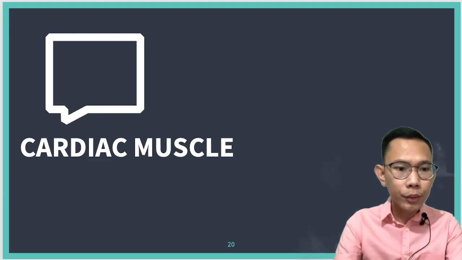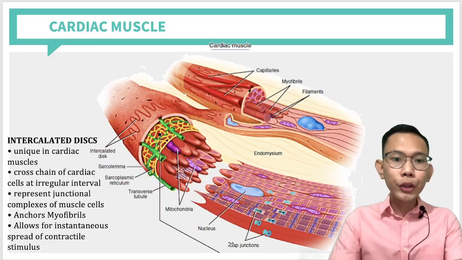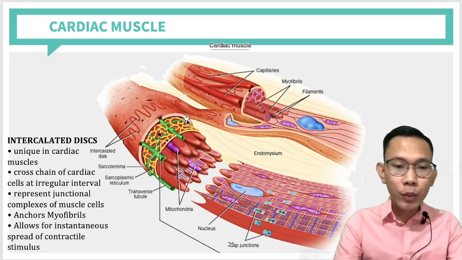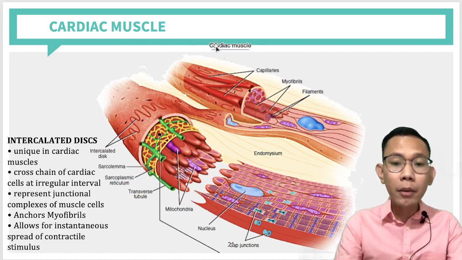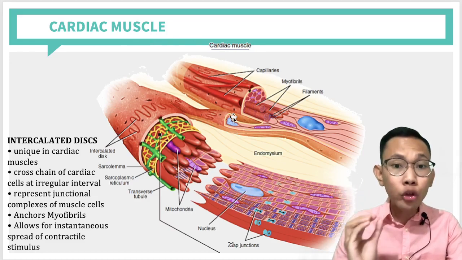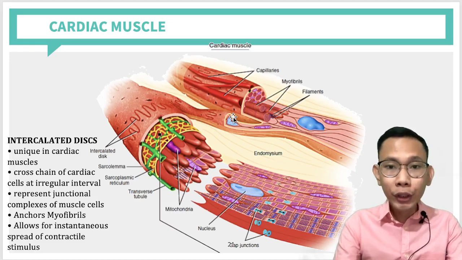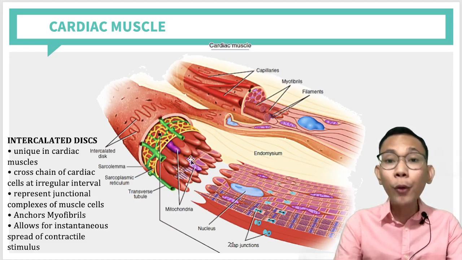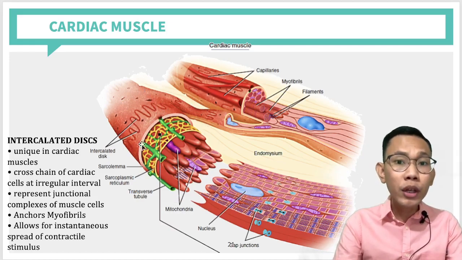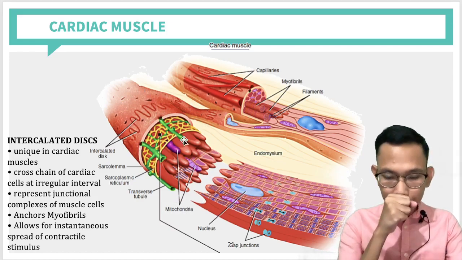Again, let's continue. So your cardiac muscles, as you can see, this is now your cardiac muscle. Let's see first the bigger picture, or the overview of the structure of your cardiac muscle. Your cardiac muscle fibers are also cylindrical, similar to your skeletal muscle.